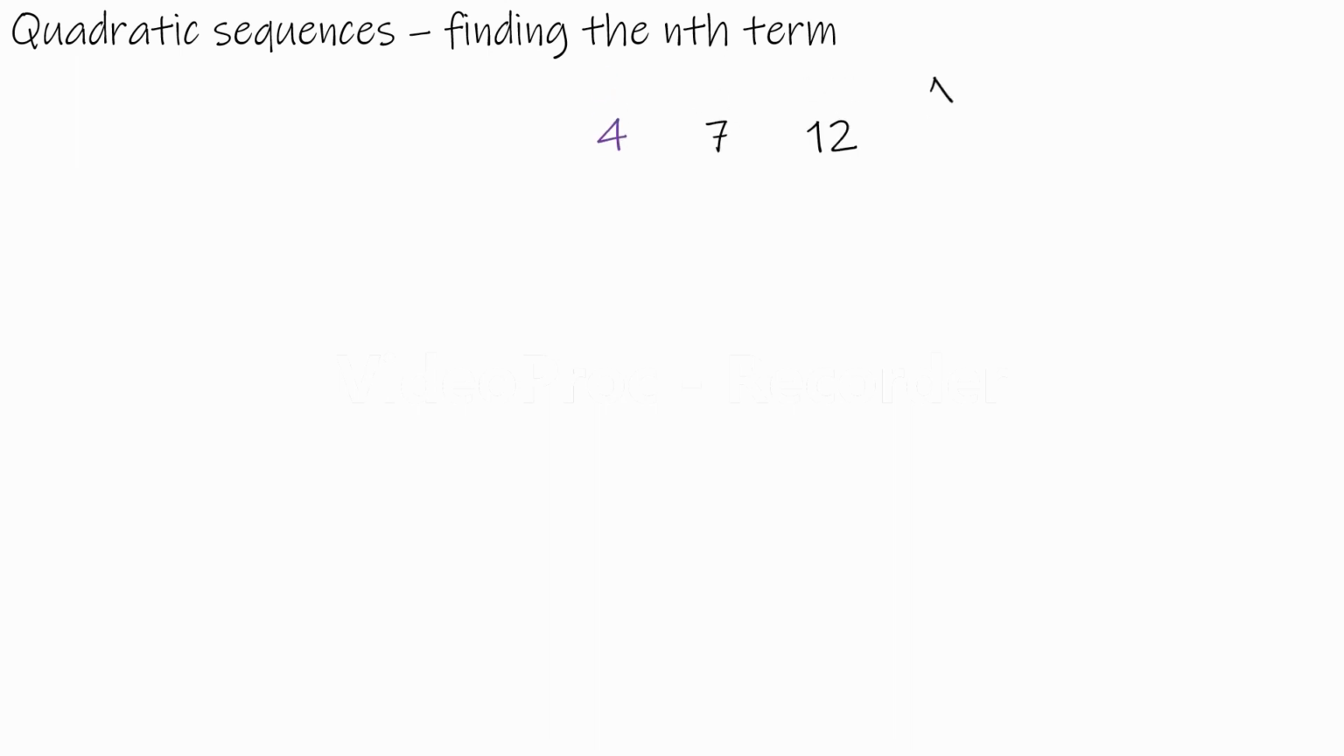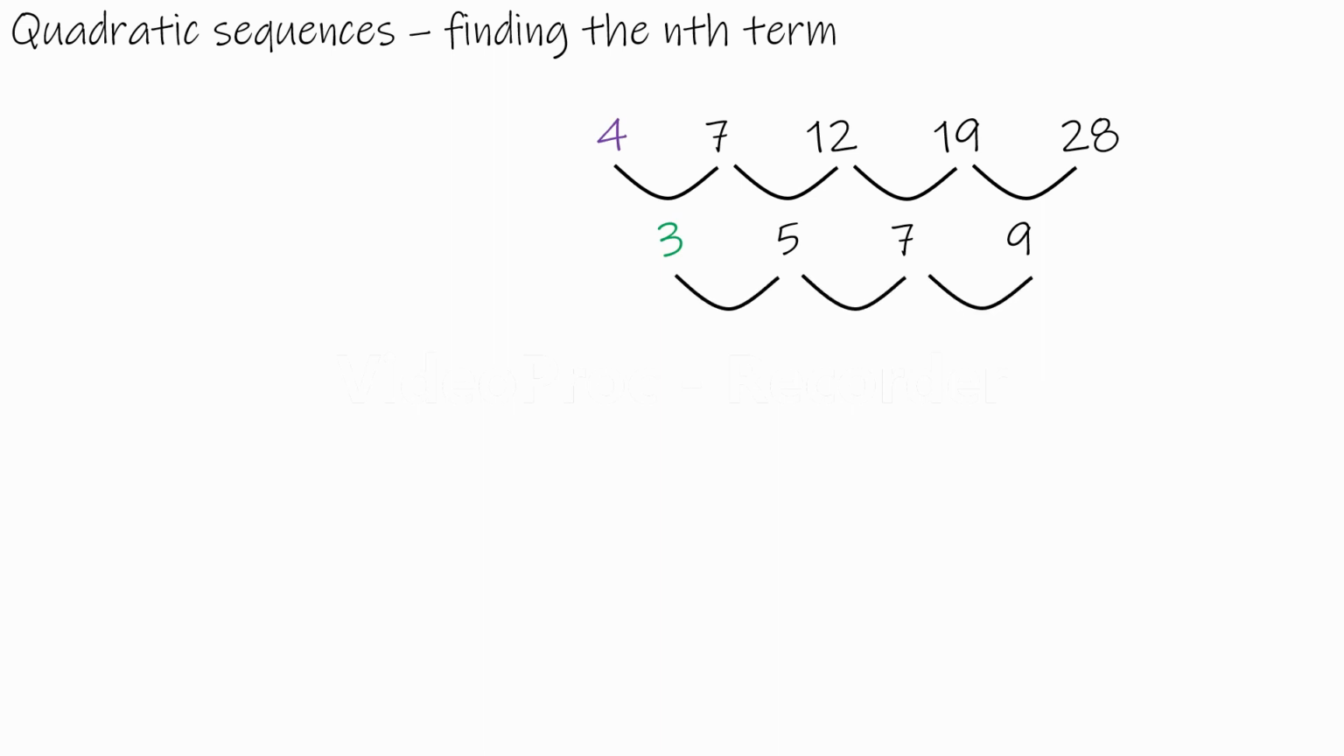So, this is an example of a quadratic sequence. How do we know it's quadratic? Well, let's start by finding the difference between these values. We can say that this is 3, 5, 7 and 9. You'll notice that these are not the same. So let's find the difference between these values. This is known as the second difference. This should be the same for all quadratic sequences. In this case, it is 2.